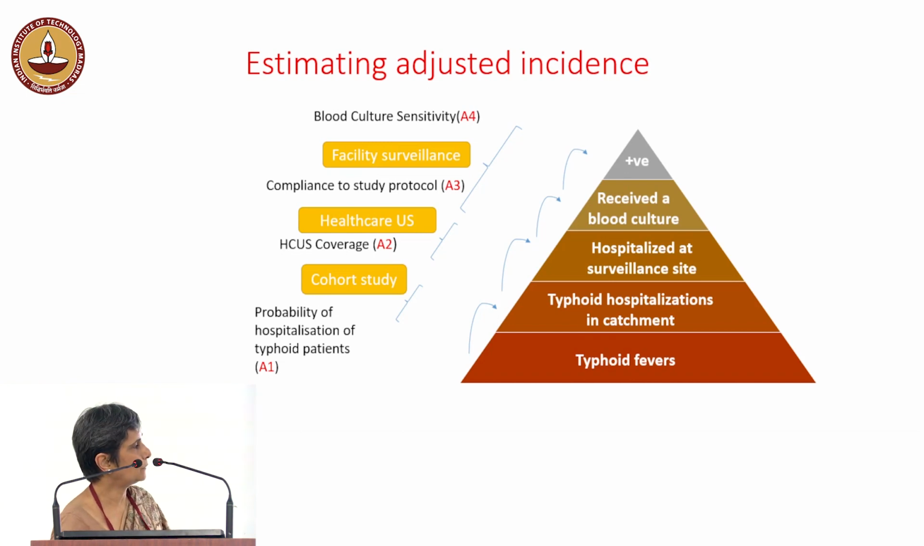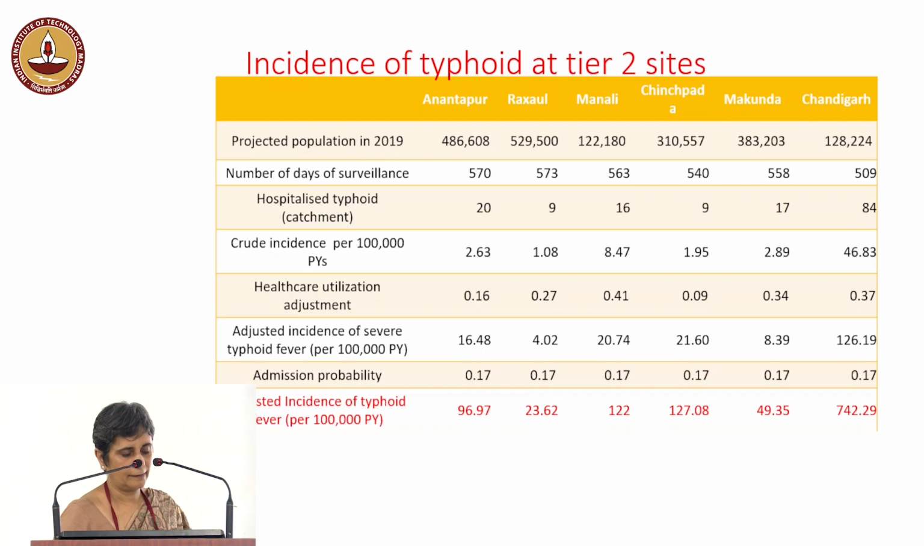How many of them get hospitalized at the surveillance site? How many of them receive a blood culture? And what proportion of blood culture is positive? Remember, I said if you've had prior antibiotic treatment, it decreases the sensitivity. So these were the adjustments that we did. And our incidence of typhoid is down here.